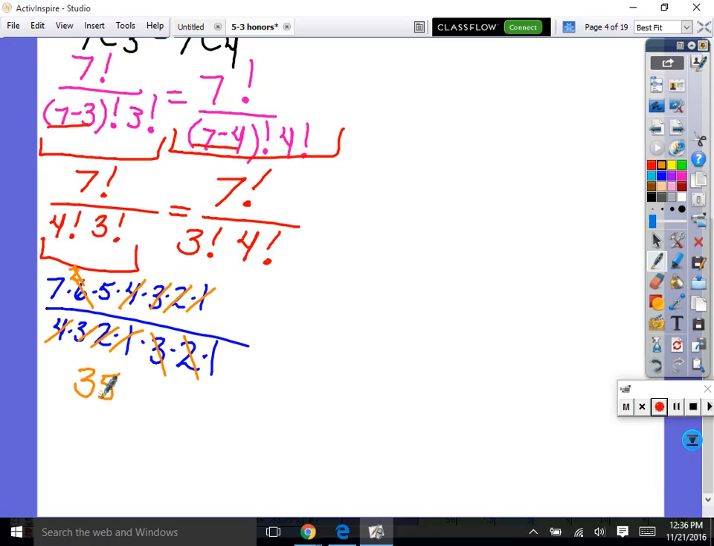I'm going to show you mathematically how to do that more easily. Even though we know this side's going to be 35, look at my thought process behind how I'm going to simplify this a little bit quicker. So this side, 7 factorial is this.